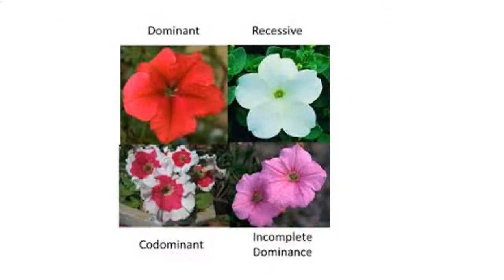So what's the difference between codominance and incomplete dominance? Codominance, like we said, is when both traits are expressed. So this flower, if it was codominant between the red and the white flower, both the red and the white would be expressed. If it's incomplete dominance, it would be a blend, which is when you get the pink flower.